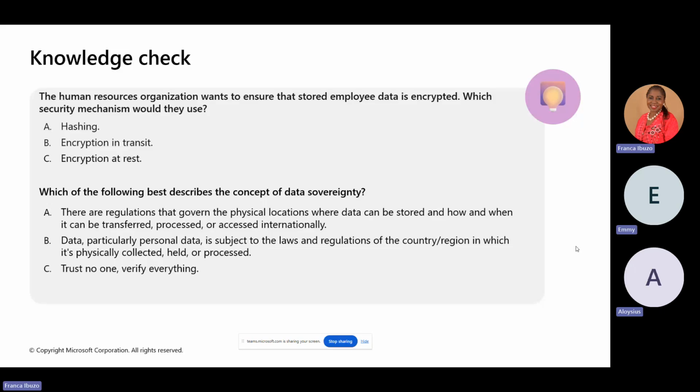Why did you say it? What about the sovereignty there? Because data sovereignty means digital data that is regulated by a legal jurisdiction of a given country where data resides. So you're saying B. Yes. Emma, do you agree with him?